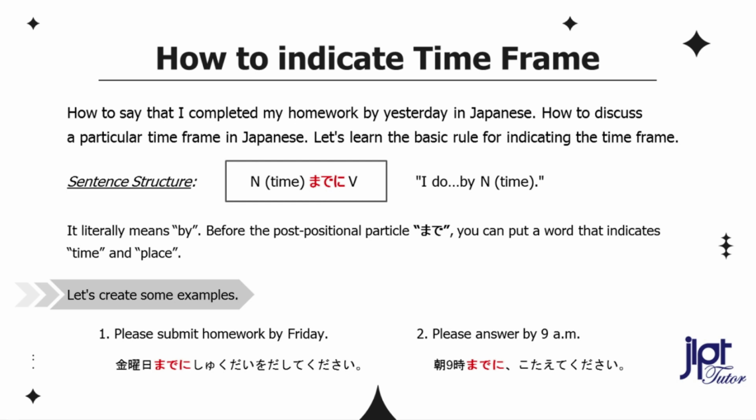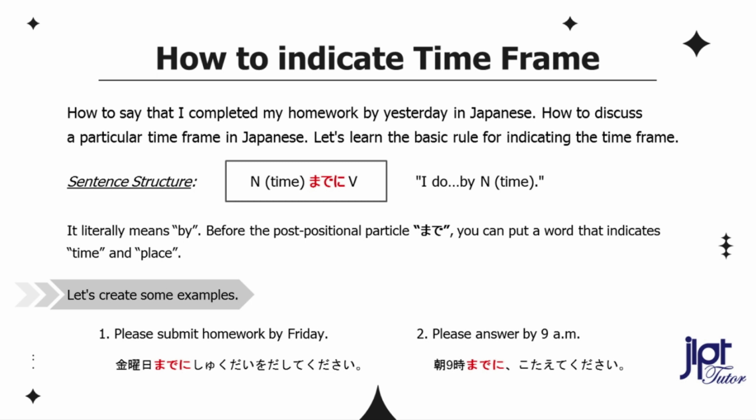This indicates completing something within a set time frame. It literally means by, before the postpositional particle, made. You can put a word that indicates time and place. Remember that a noun related to time must precede made ni. Adding a place name is not necessary.